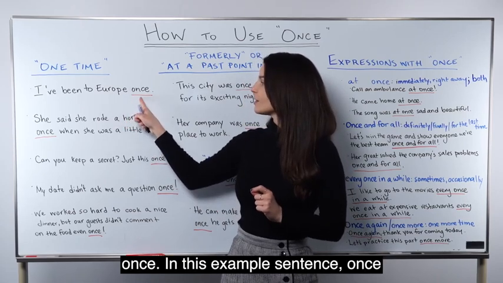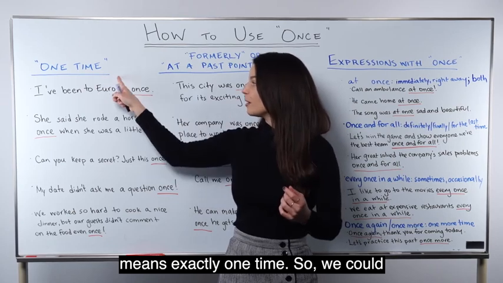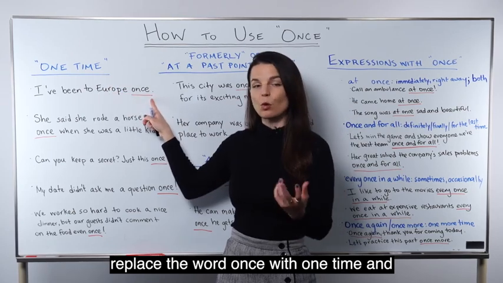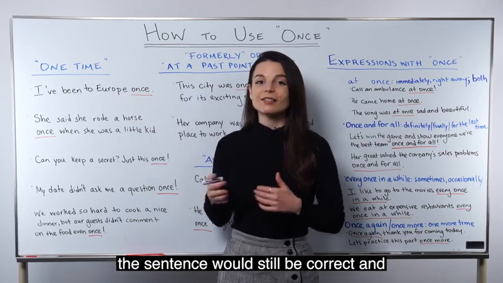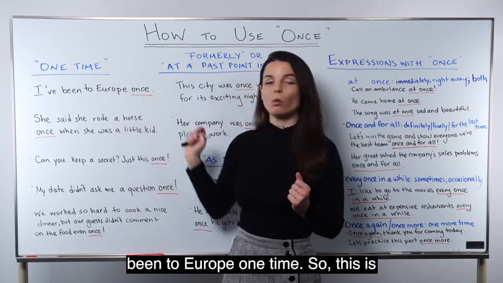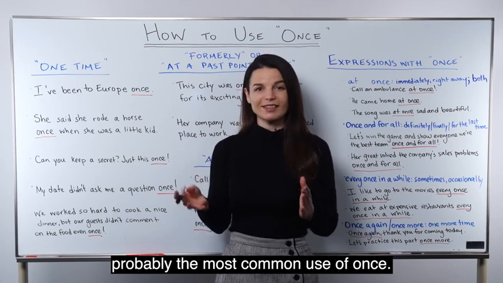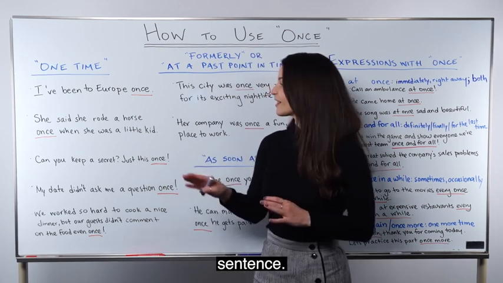In this example sentence, once comes at the end of the sentence and means exactly one time. So we could replace the word once with one time, and the sentence would still be correct and it would have the same meaning. I've been to Europe one time. So this is probably the most common use of once. Let's take a look at the next example sentence.